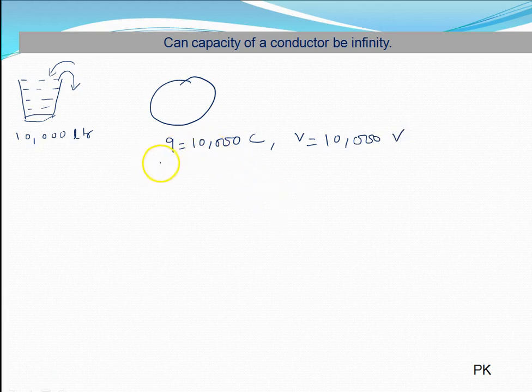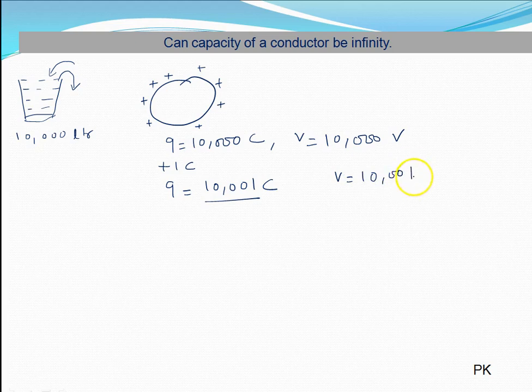Now by chance we add plus 1 coulomb of charge more on this body, where 10,000 coulomb of charge is already there. So what is the total charge now on the body? 10,001 coulomb. I hope it is clear to all of you. Now what will happen? As this charge increases beyond 10,000 coulomb, we know very well the potential is also increasing, because kq by r, it should be 10,001 volt.